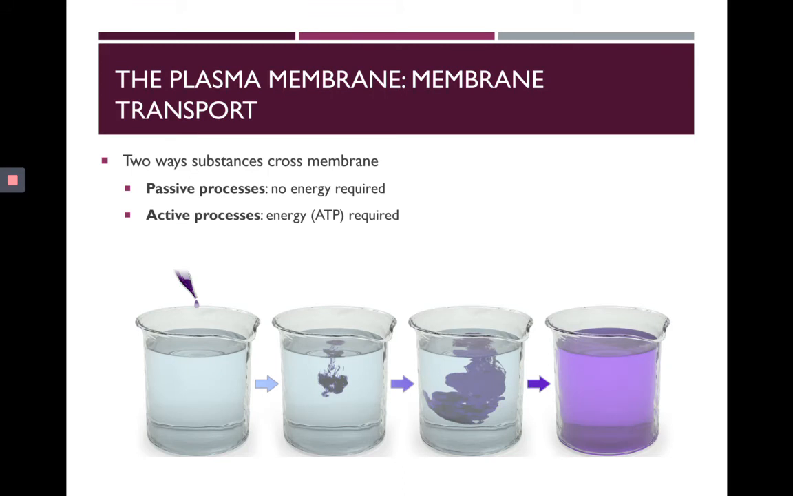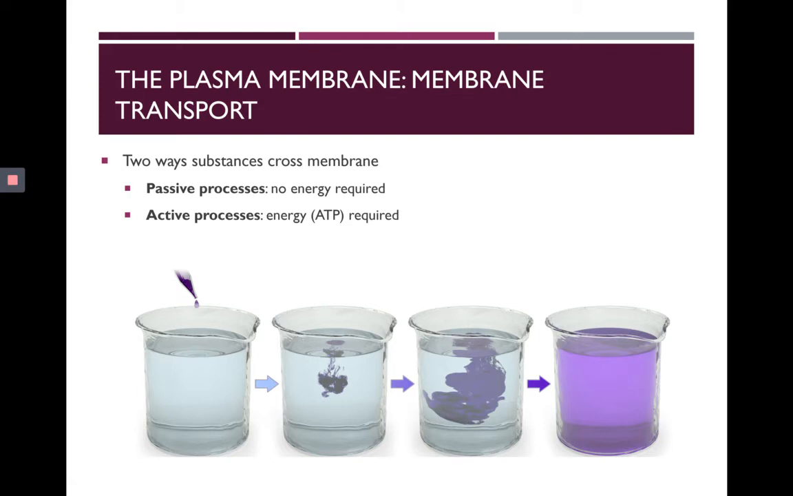So let's start with passive transport. Here we just have an experiment where you have a beaker of water and one drop of purple dye is being added to the water. And then nothing else is being done. We're just waiting. Over a period of time, without stirring, without heating the water, the dye molecules will spread out. They'll move from an area of high concentration of dye molecules outward to the lower areas of concentration for dye molecules. And this is a passive process.